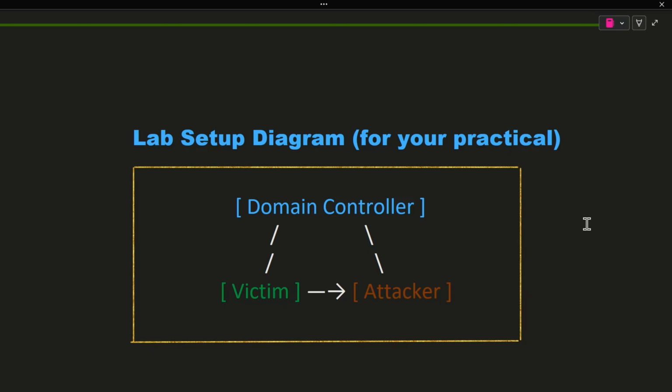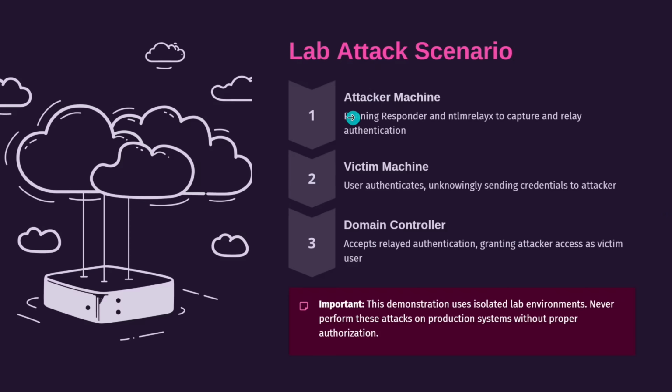one is Windows 10 2019 Enterprise level. Second is the Windows Server ISO disk, and third is Kali Linux, which will help us imitate an attacker. Lab attack scenario: the attacker machine, Kali Linux, helps us run Responder and NTLM relay to capture and relay authentication. Second is the Windows 10 Enterprise ISO, which helps us as a user.